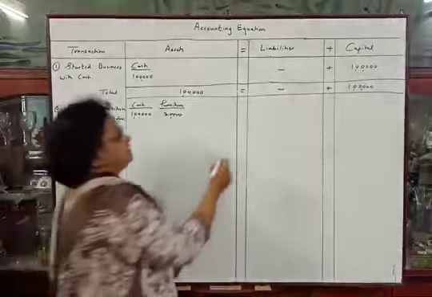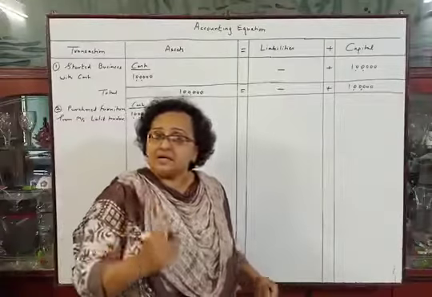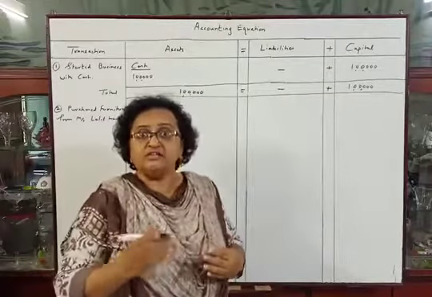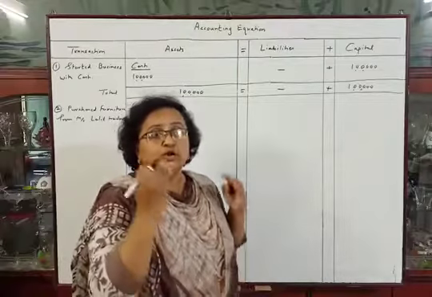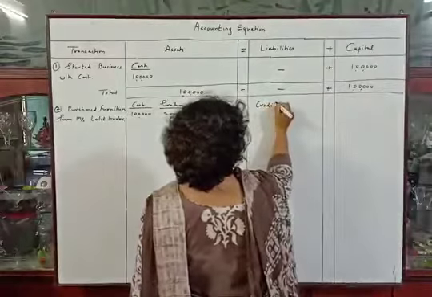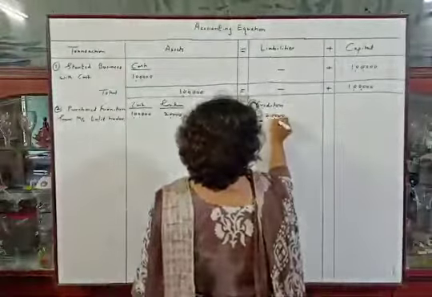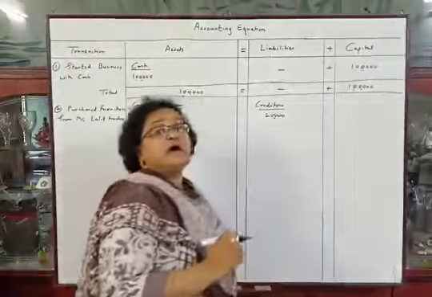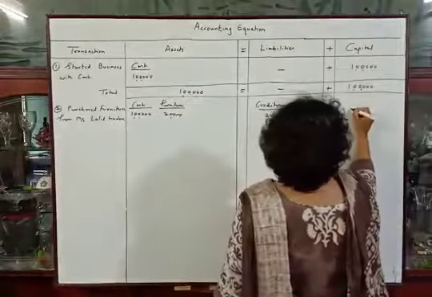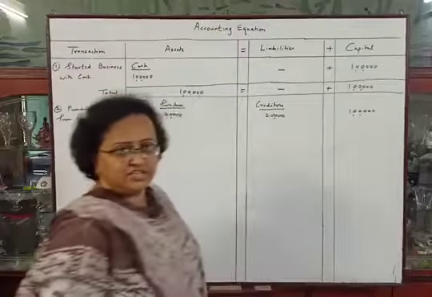Okay. Then new liability will be created due to this transaction. As we have purchased furniture on credit from Lalit Traders, amount is payable to Lalit Traders. So new liability will be created here, namely creditors. And creditors amount is rupees 20,000, as 20,000 rupees are payable to Messrs Lalit Traders. Capital will remain as it is, that is rupees 1 lakh. There will not be any change in capital.